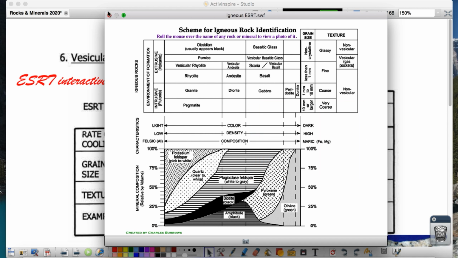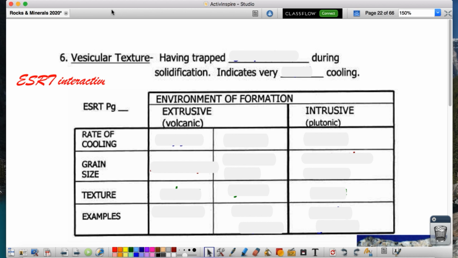Okay, now let's try some problems. First, this should be pretty easy because you'll remember this. The vesicular texture means that the rock has trapped something during solidification. What is trapped in that rock during solidification?